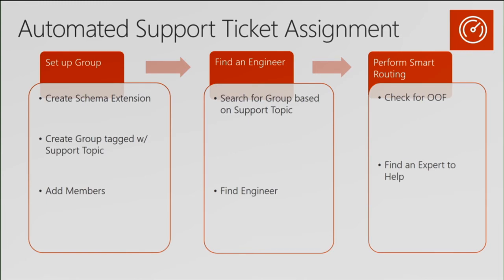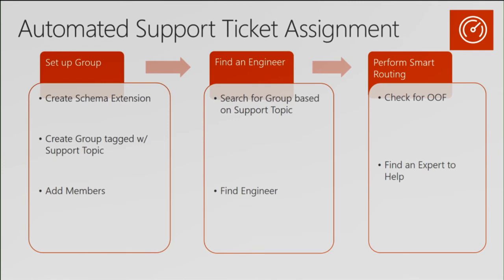Thanks, Dan. So for this scenario, let's imagine that you're building a support ticket management system, and you want to do some automated smart routing of tickets. Graph can help here. So the first thing that you do, we're going to create a schema extension, because we want to store the support topic that a group of engineers are assigned to, what they specialize in. We want to store that on the group that they're a member of.